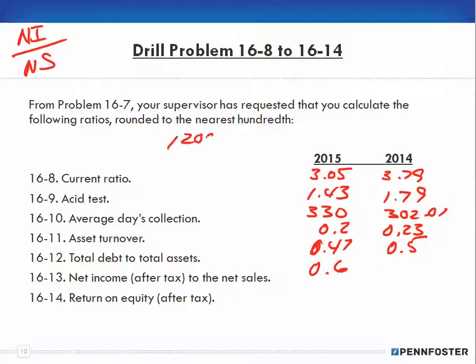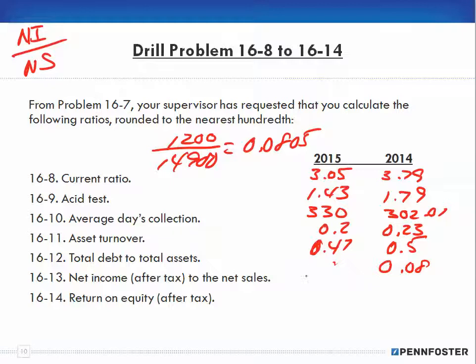So 1,200 divided by 14,900, and that gives me 0.0805, or 0.08. Sorry, that should be 0.06. Okay, so my net income after tax to the net sales.